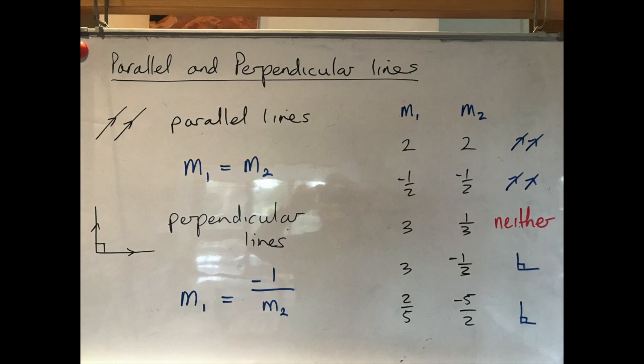If the first one had a gradient of 3 and the other one had a gradient of 1/3, it wouldn't be either. But if it was -1/3, then you could say they're perpendicular. So in the second last one there, 3 and -1/3, they are perpendicular. And likewise, 2/5, turn it upside down and change its sign, you get -5/2. So that's all there is to parallel and perpendicular lines.